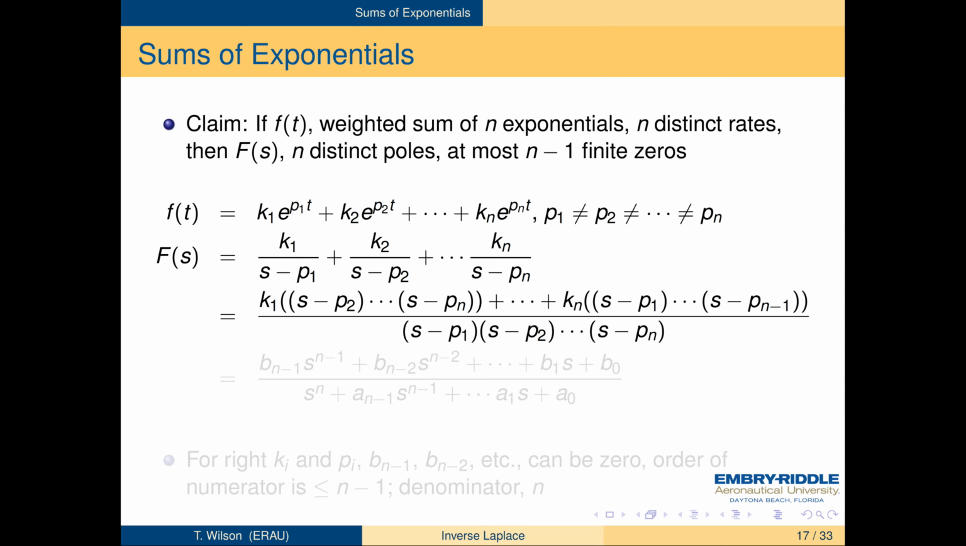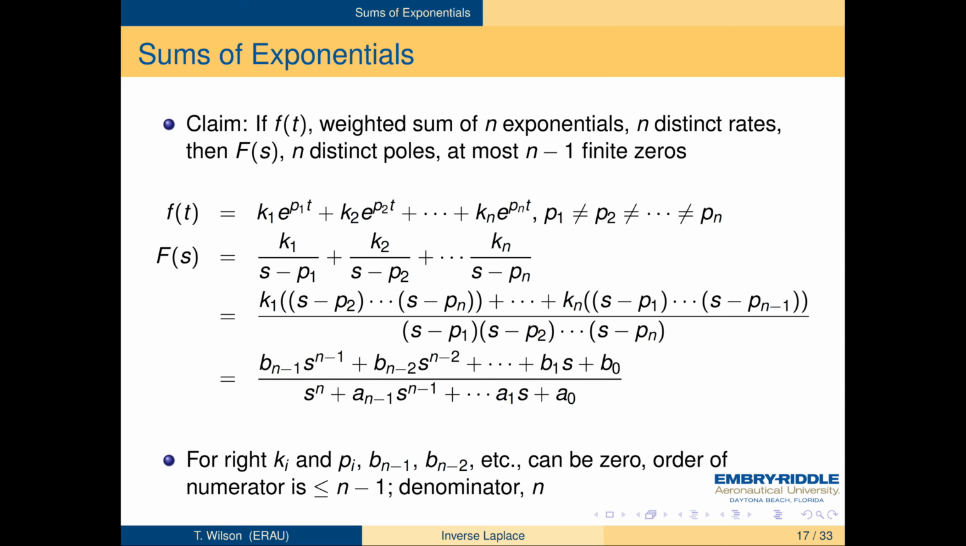In the numerator, each weight ends up scaling a different polynomial of order n minus 1. So the numerator sums to a polynomial of order n minus 1. Since the weights can be chosen such that the coefficient of the highest power vanishes or such that the coefficient of all the powers except the s equals 0 term vanishes, we can state that the order of the numerator is at most n minus 1. The denominator will always be nth order.